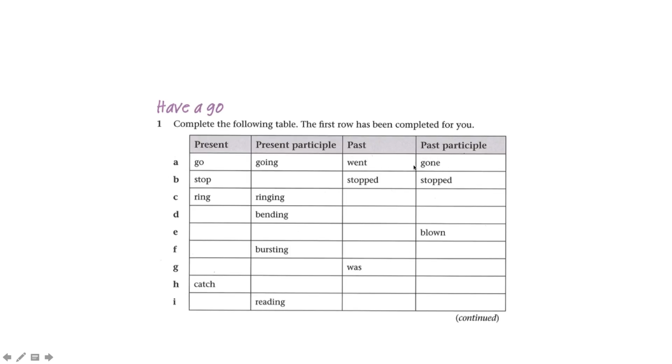Now, we can't just add the ed on went. We know that the past participle of went is gone. So sometimes they're simple, sometimes they're not. If we have a look at the next one, it's probably a little bit more clear. The present tense is stop. The present participle, if we add the ing, it becomes stopping. Past tense is stopped, and we know that the past participle is also stopped. As you go through, you'll notice that you get less and less information, so you've got to work more of it out for yourself. But once you understand the patterns, and particularly if you know your past tense verbs, you'll be fine.